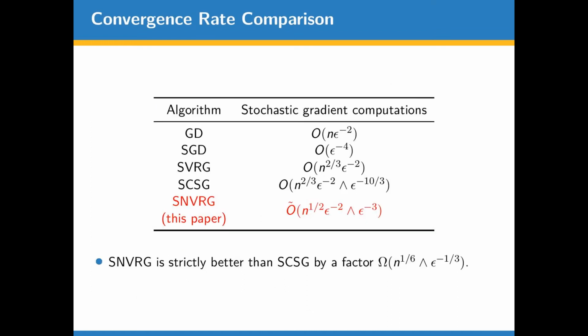We now compare our algorithm SNVRG with the existing algorithms. As you can see, SNVRG is strictly better than the state-of-the-art results, which is achieved by ACSG, by a factor of omega of the minimum of n to the power of 1/6 and epsilon to the power of -1/3.